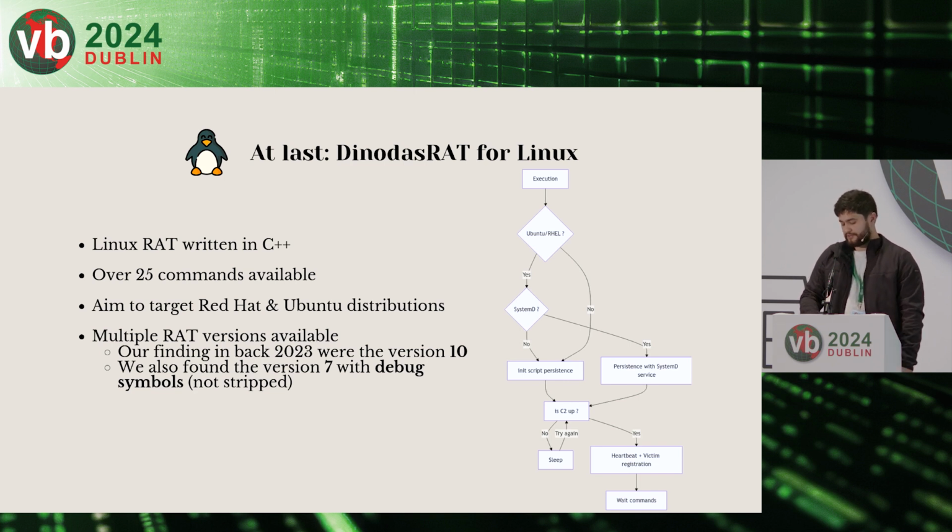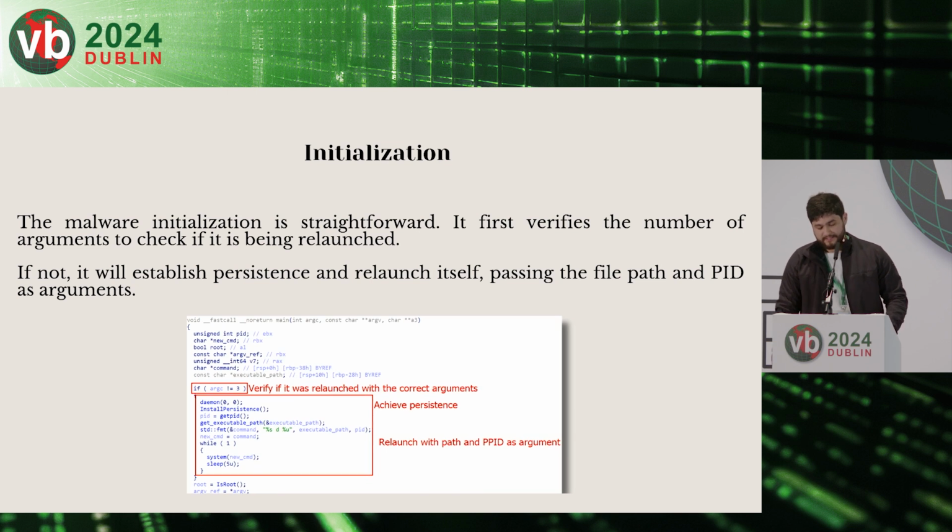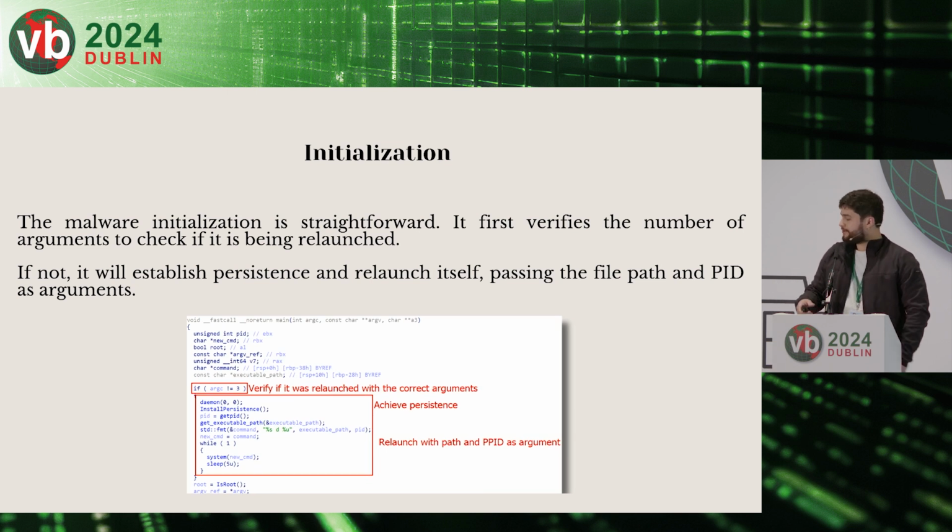So these commands are the hat commands. So let's talk about the initialization of this hat. Well, it's very straightforward. It will first verify if the number of arguments is different than 3. So why is he doing that?